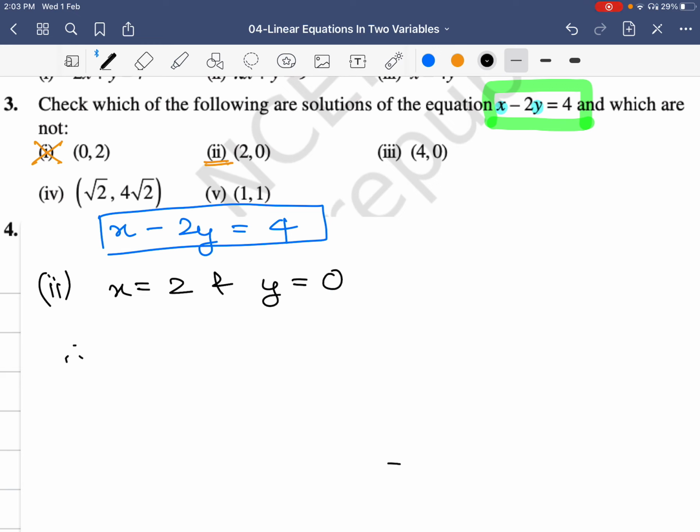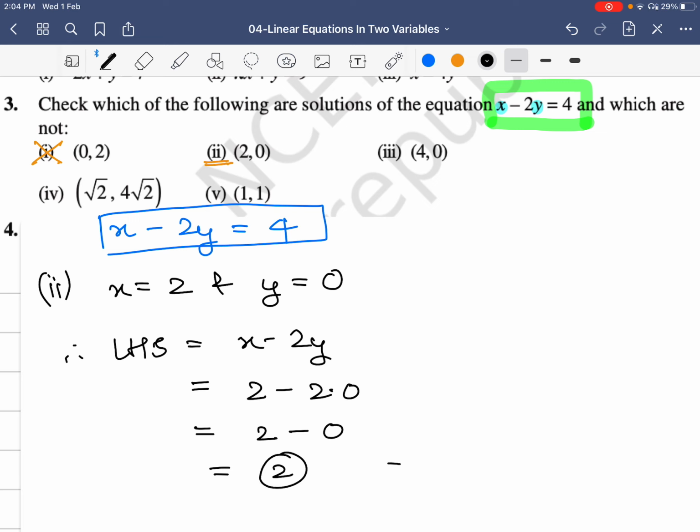Okay, let's substitute that. So left hand side, which is x minus 2y, will be equal to 2 minus 2 into 0. That will be equal to 2 minus 0, which is 2. So left hand side is 2. But what is my right hand side? The right hand side is 4. So 2 is definitely not equal to 4, which means I am going to cross out the second one also. This is not a valid solution.